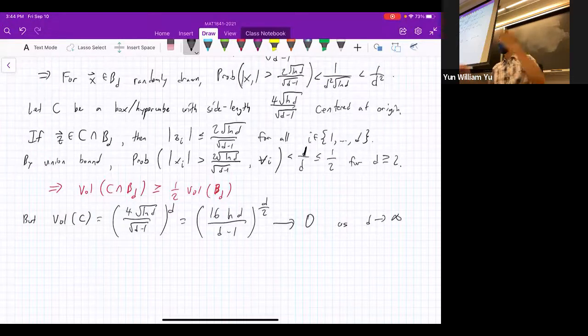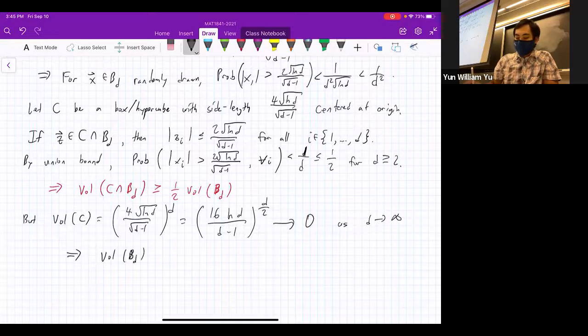This is because if you look at the denominator versus the numerator, the denominator has an actual d and the numerator only has a log d. And so you take that to some big power, this is going to go to 0 as d goes to infinity. So that box that contains half of our hyperball has a volume that goes to 0 as d goes to infinity. But since it contains at least half the volume of a hyperball, that means the volume of the hyperball must also go to 0 as d goes to infinity. And that completes that proof.